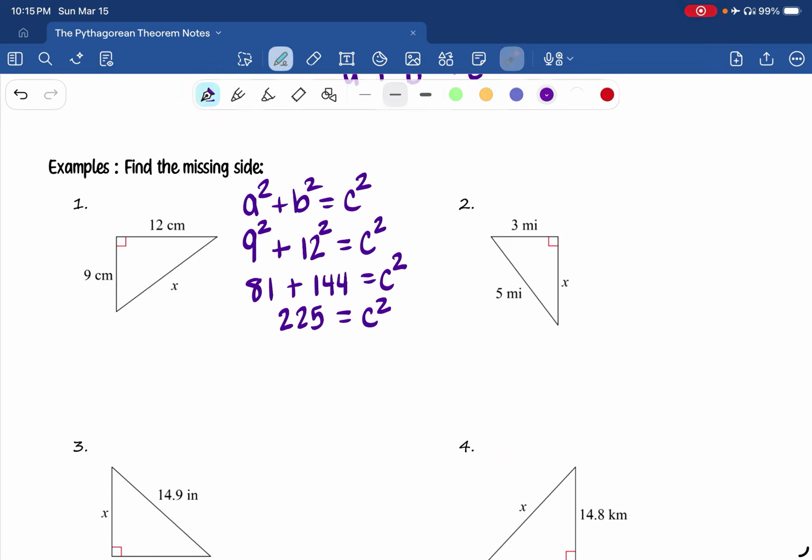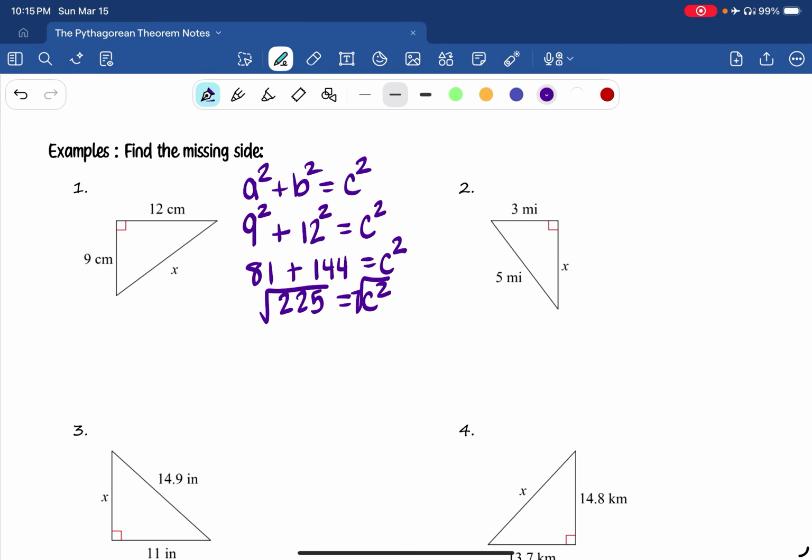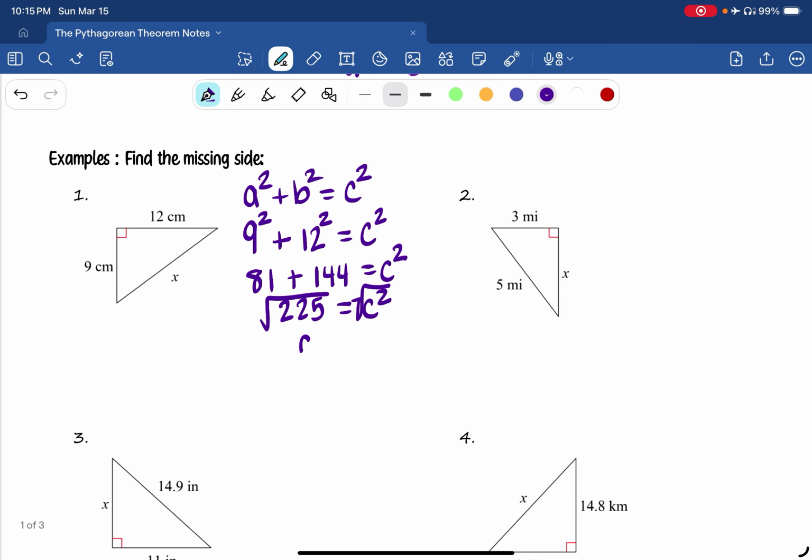Now that I have this C over here that's squared, to get rid of that squared, I have to do the opposite operation. And the opposite of a square is taking the square root. So we're going to square root both sides. Okay, and now we're going to go to our calculator, and we're going to take 225 and find the square root of that. Okay, and the square root of 225 is 15. So we can safely say that C equals 15, and our units were centimeters, so 15 centimeters is my answer, and that is the length of the hypotenuse of that triangle.